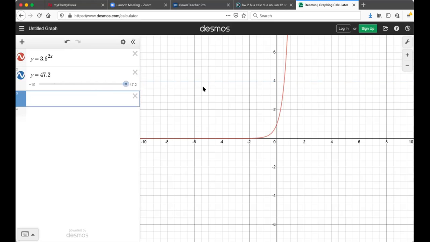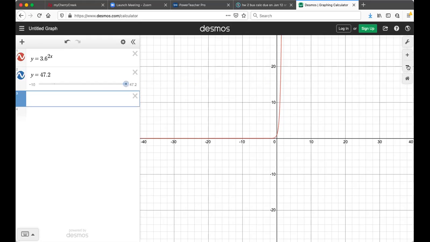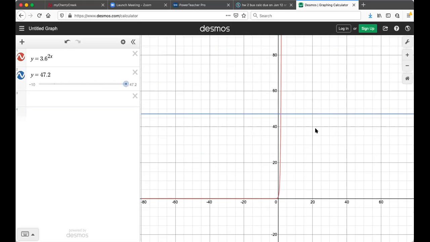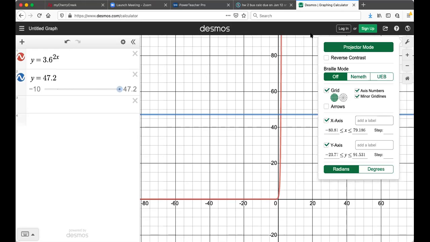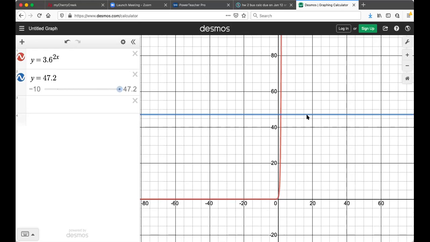Now I can't really see 47.2 because I have to zoom out a little bit to see it. And see how I have that blue line in there? Let me change this to projector mode so it's nice and dark. You see how the red and the blue intersect each other? You're going to take your cursor, hover right above that, and the x value is all you're worried about. So my answer to problem number 21 is 1.505. That's the answer.